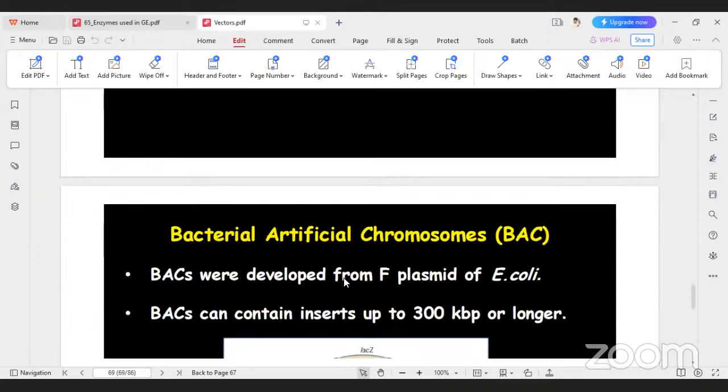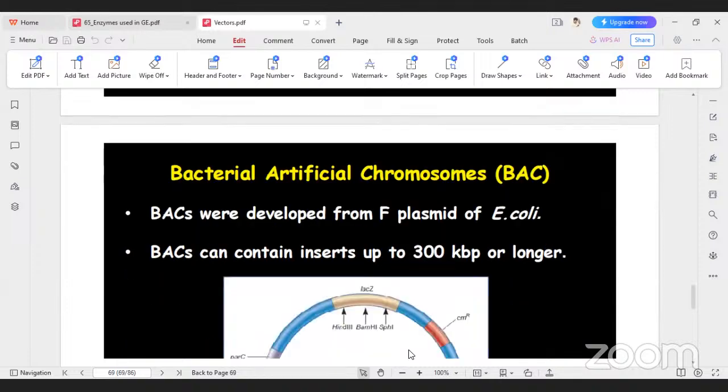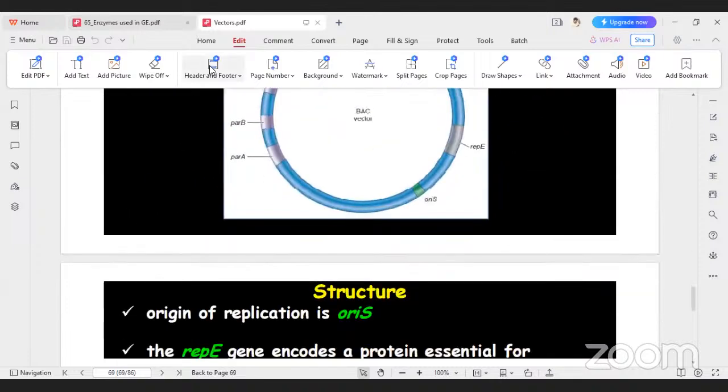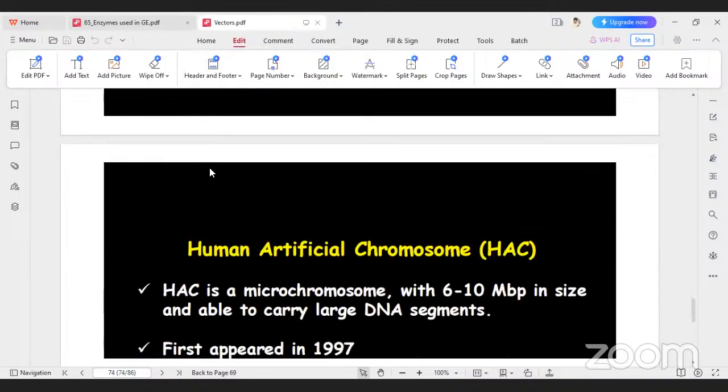Another such vector is the bacterial artificial chromosome. YAC is the yeast artificial chromosome, BAC is the bacterial artificial chromosome. BACs were first developed from the F plasmid, the F type of plasmid in E. coli. Just compare with YAC; small changes are there.